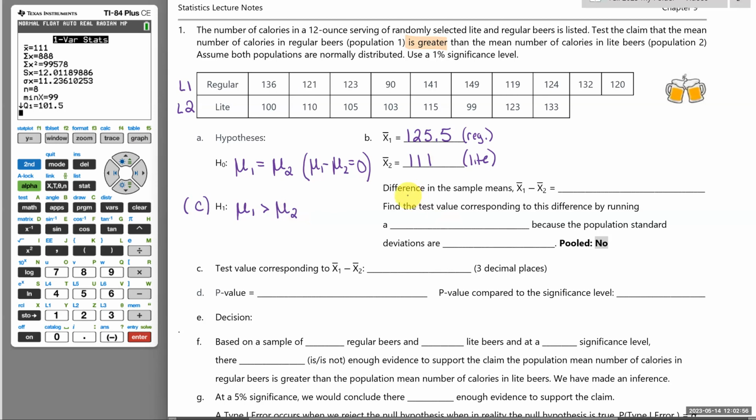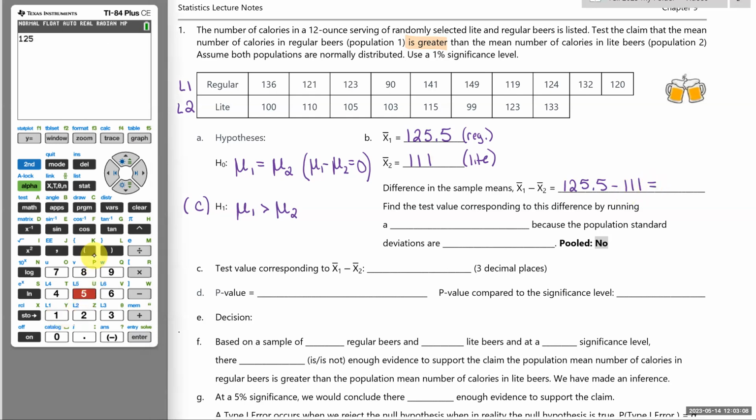What we do is look at the difference in those sample means, so 125.5 calories in regular minus 111 in the light beers, so that's a difference of 14 calories. Remember, if the population means were equal, we expect that difference to be 0, but I'm getting a positive difference because my regular beers is a higher number than my light beers.